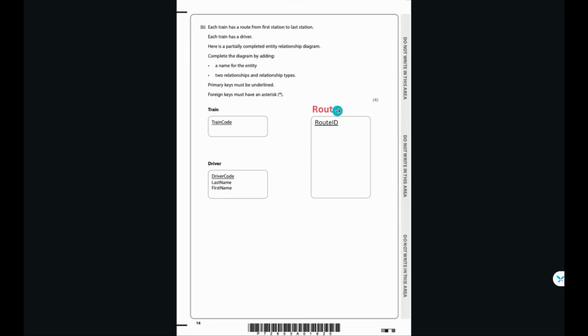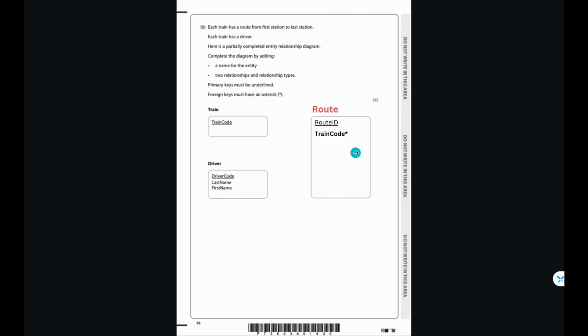Because this is a route, the primary key will be route ID. Because this one is a train code, this one is a driver code. You can also write a route code or maybe the route name. Doesn't matter. So I write it as a route ID and it is a primary key. Then I take the train code, because they mentioned that each train has a driver, each train has a route as well. So obviously train will come to the route.